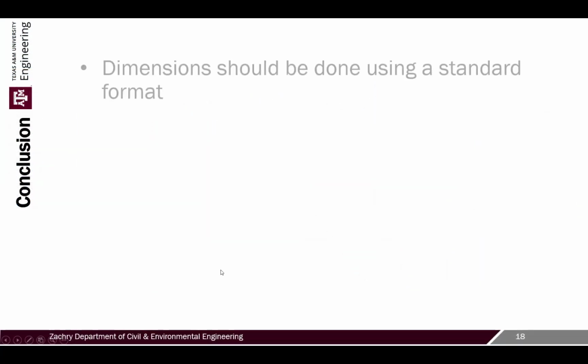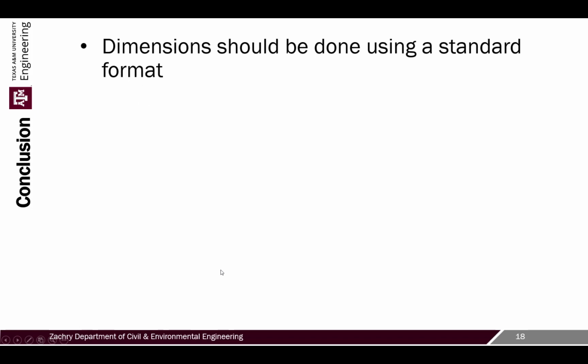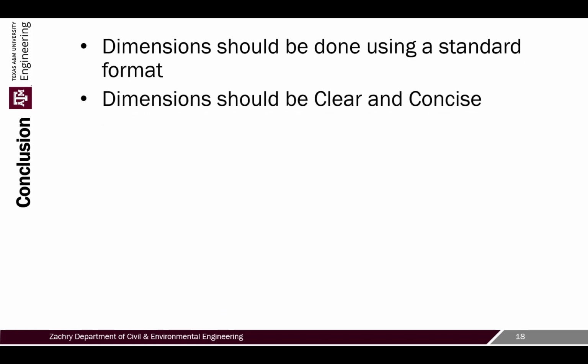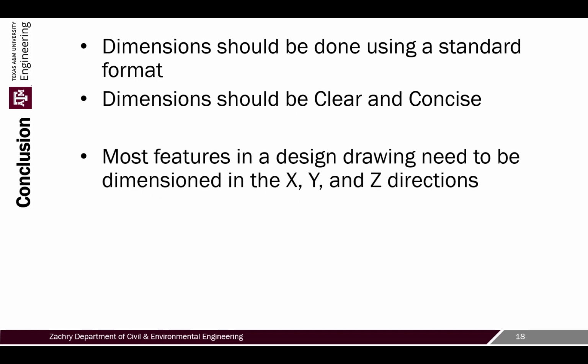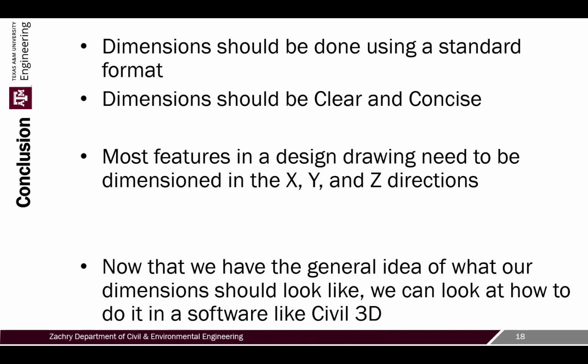So in conclusion, dimensions should be done using a standard format. They should be clear and concise, and most features in a design drawing need to be dimensioned in the X and the Y direction. Now that we have the general idea of what our dimensions should look like, we can look at how to do it in software like Civil 3D. So that's what we'll be doing in the next video.